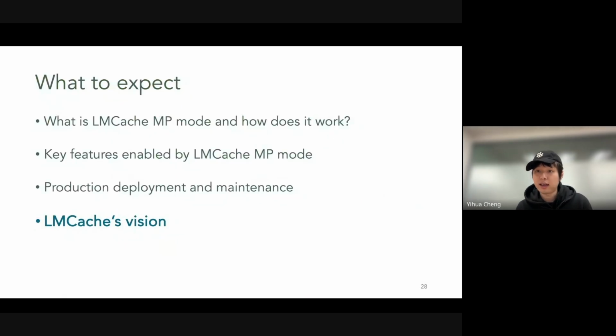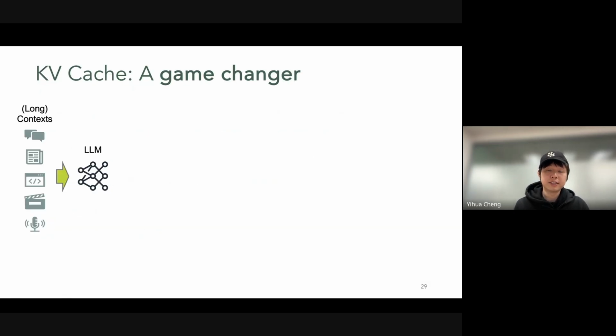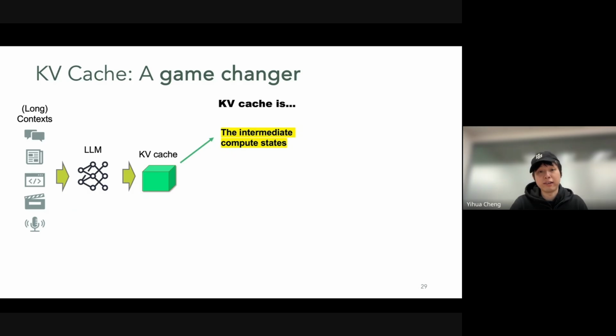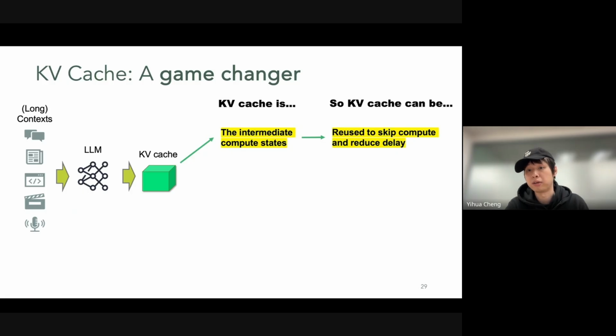And finally, before the end of my talk, I also want to share a little bit more on the LMCache long-term vision. I would say it's become more and more common that people realize that the KV cache is a game changer. People could see it as the intermediate compute states. Therefore, by just reusing the KV cache, we can skip the compute and reduce delay. But actually, KV cache is more than that.